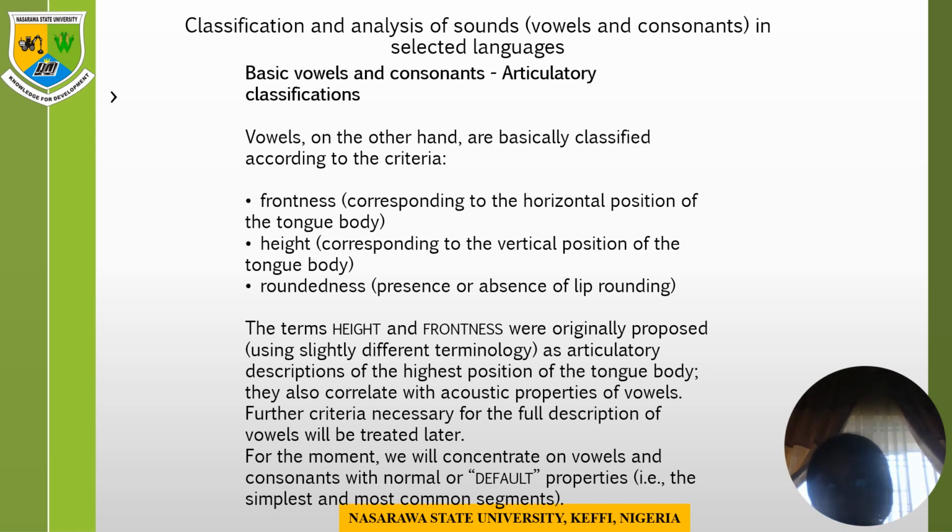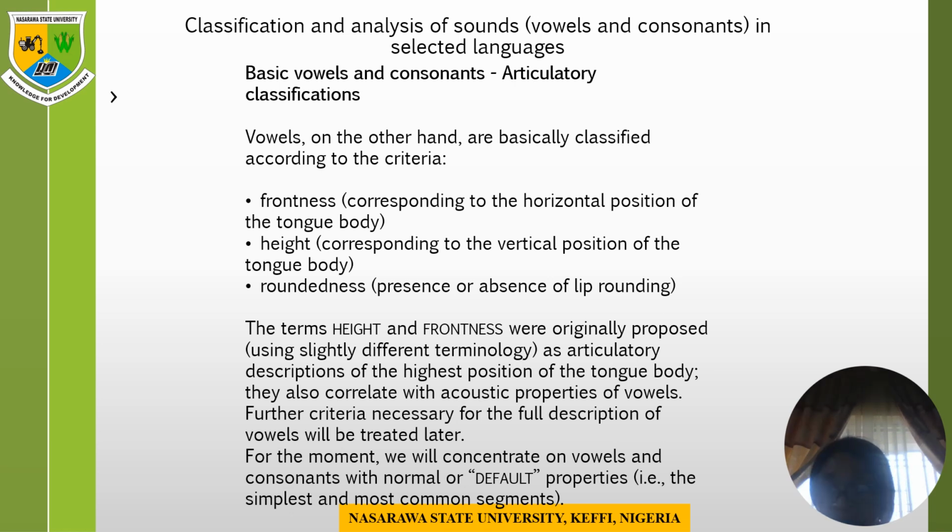Vowels, on the other hand, are basically classified according to the criteria: 1. Frontness, corresponding to the horizontal position of the body of the tongue, or tongue body. 2. Height, corresponding to the vertical position of the tongue body. 3. Roundedness, that is, the presence or absence of lip rounding.